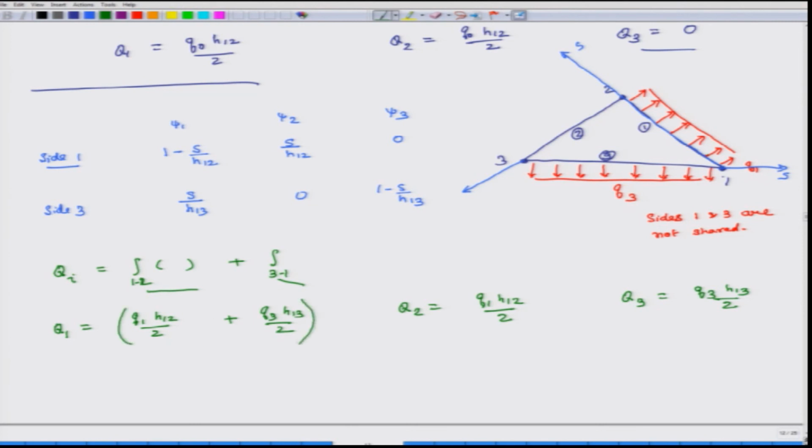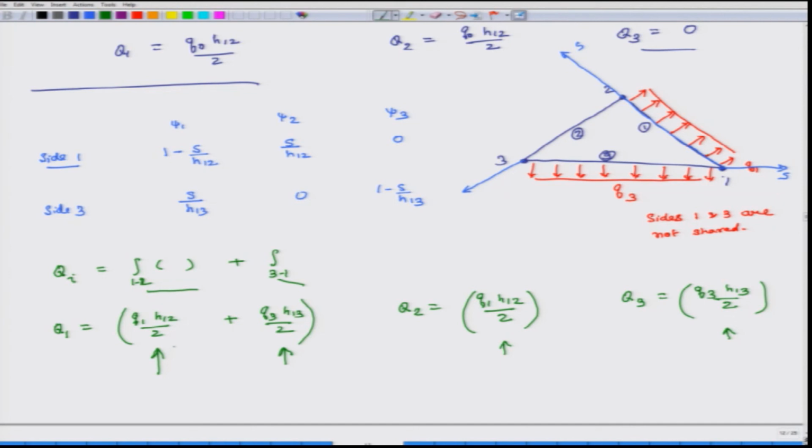But what does this mean? See, node 1 is common to side 1 and side 3. So, there is a component coming from side 1 and there is a component coming from side 3, right? And the component from side 1 is Q1 times the length of the element divided by 2. And the component from side 3 is Q3 times length divided by 2. So, that is what it is. For Q2, there is only one component, and same thing is for Q3.